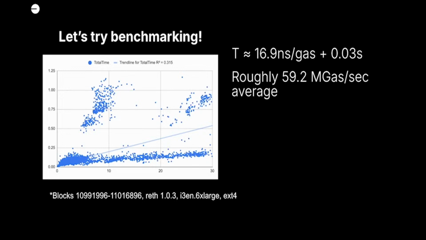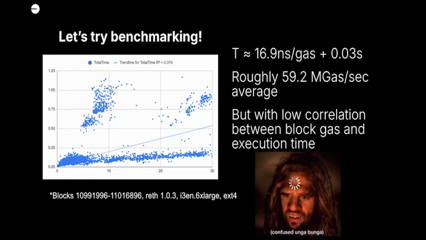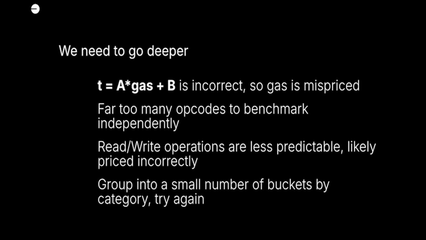If you squint really hard, you can say, okay, cool, there's a linear equation here that generally maps to this and gets you around 60 megagas a second. But it's also obviously not a linear function. We have the line towards the bottom, and we have this cluster in the corners, the top left and top right quadrants. So this is actually very poor correlation between block gas and execution time. Obviously we need to go deeper. We can't just model this as a linear function of how much time per gas.